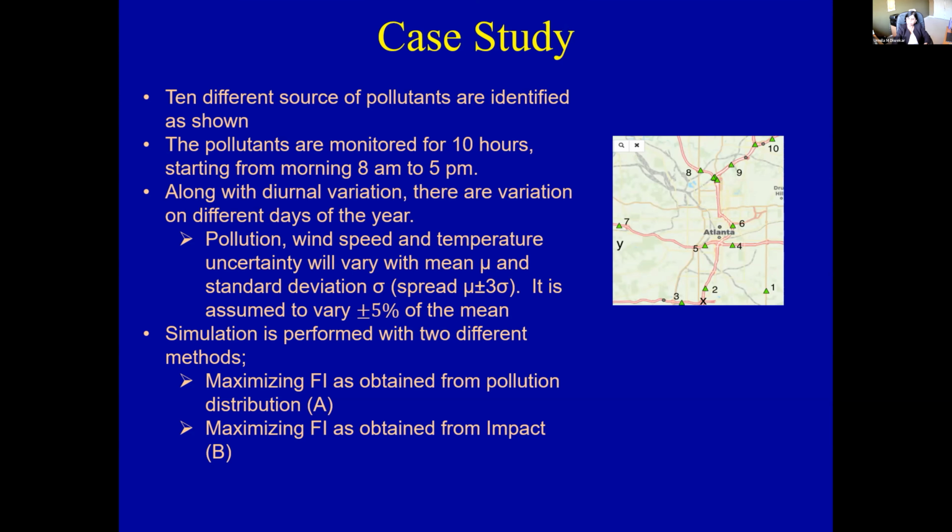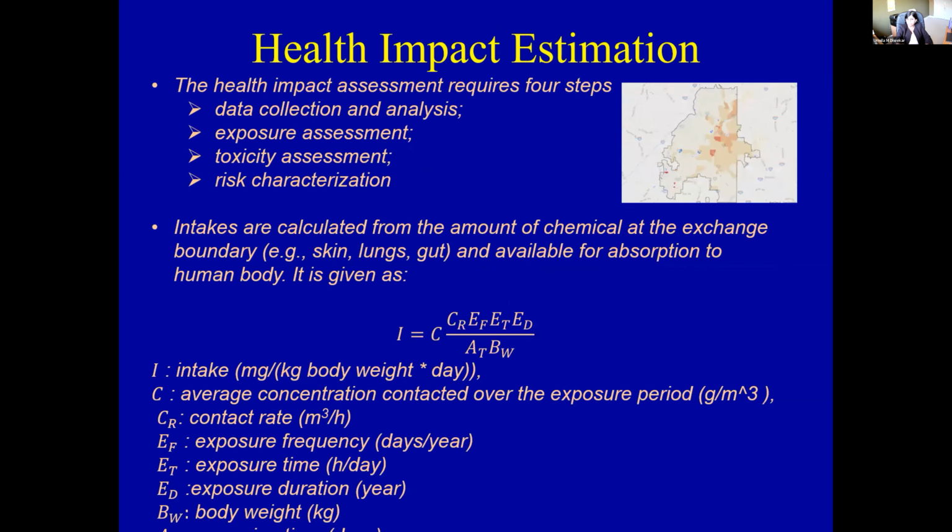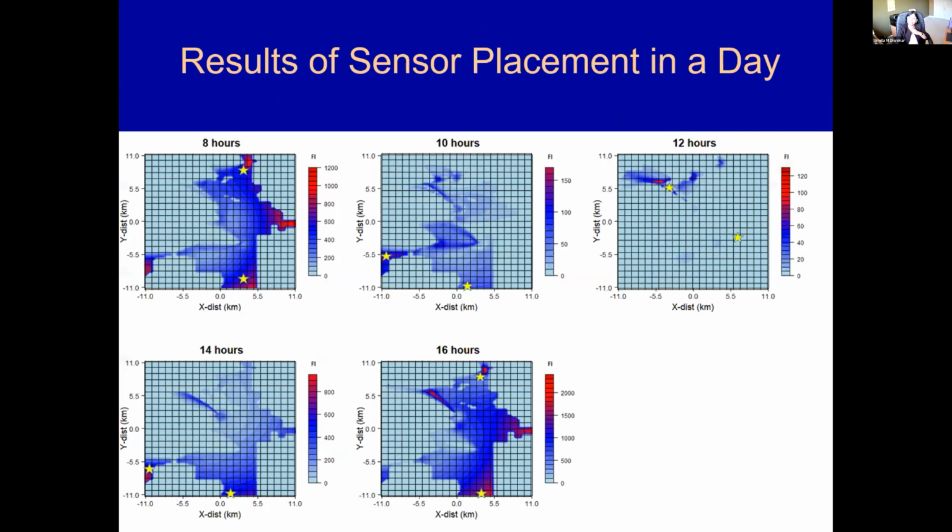And I may not show the health impact because the sensor positions change depending on your objective function, but this is the thing. So health impact assessment, I won't get into this, but essentially it is a function of the concentration of each pollutant. And depending on that, we calculate the health impact. And this is the sensor placement in a day. Okay. So this is at different times. Okay. So first 8 hours, 10 hours, 12. I'm just showing you 5 graphs. You can go hourly, you can go in a different distinct.